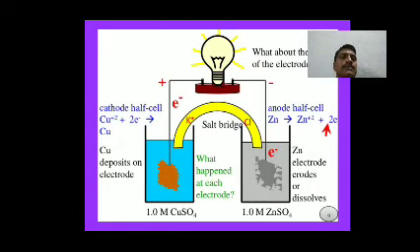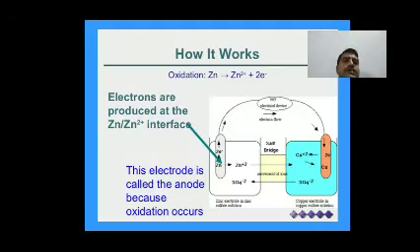In this figure, we see zinc sulfate solution and copper sulfate solution. The zinc plate and copper plate connect with a voltmeter. These two different electrolytic solutions contact with a salt bridge. One is the anodic half cell, and the other one is the cathodic half cell.